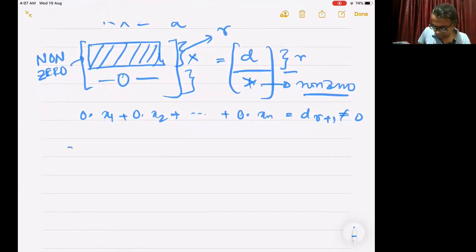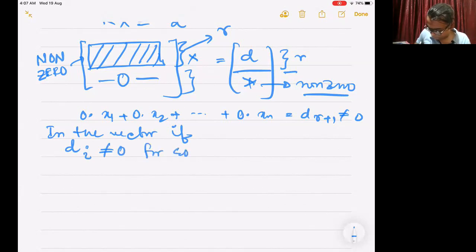So these are the two situations that can arise. In the D vector, if d_i is not equal to 0 for some i in the set from r plus 1 up to m, then there is no solution.